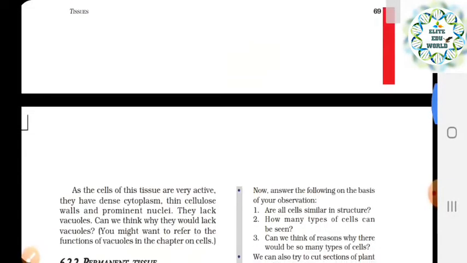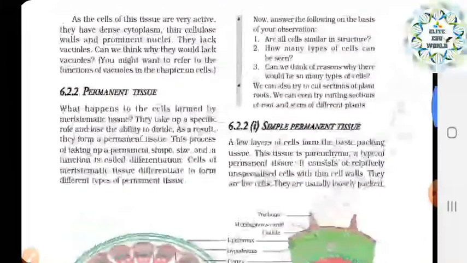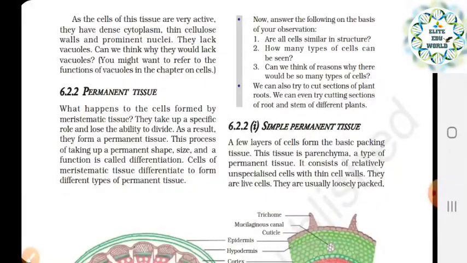After that we saw the second type, that is permanent tissue. The first type, meristematic tissue, is the actively dividing tissue required for the growth of the plant. Then we started the permanent tissue. After having enough growth of the plant, the meristematic tissue is converted into permanent tissue. Permanent tissue has two types, as we have seen before: simple permanent and complex permanent.